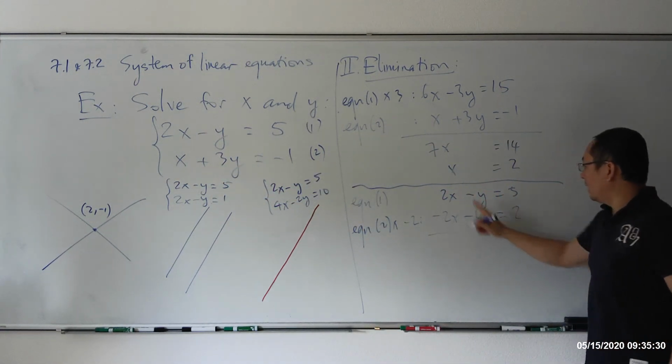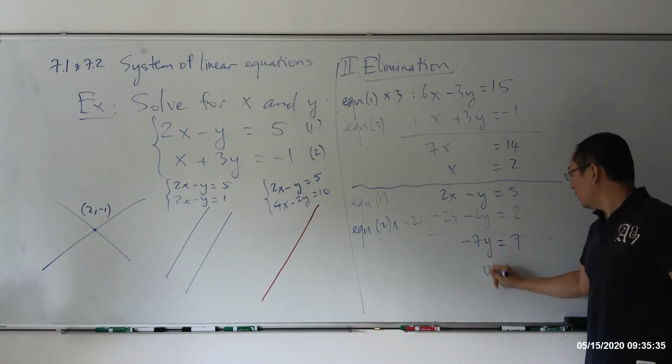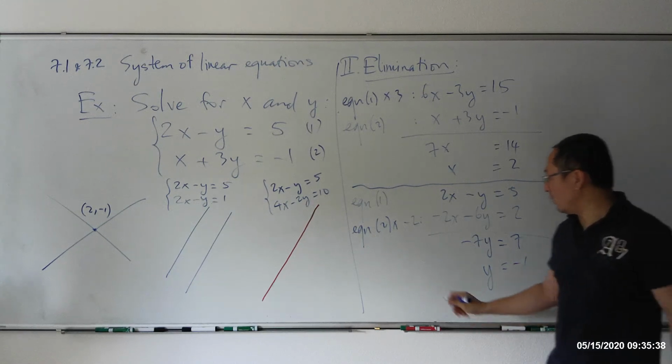Now add them up. The x cancels out. This is negative 7y equal to 7. Of course, y equal to negative 1. You guys have the same answer.